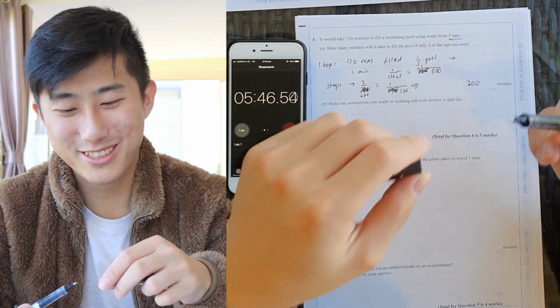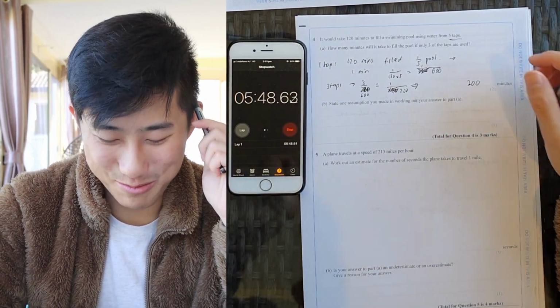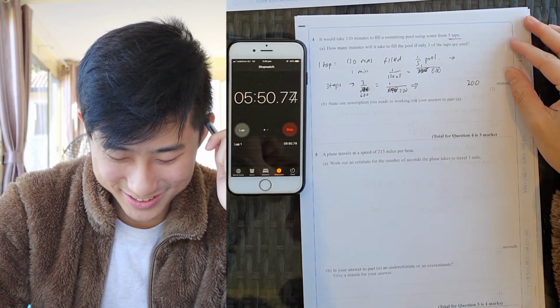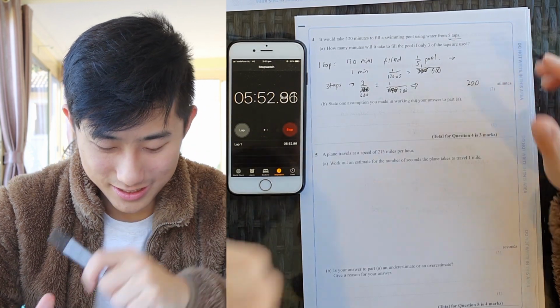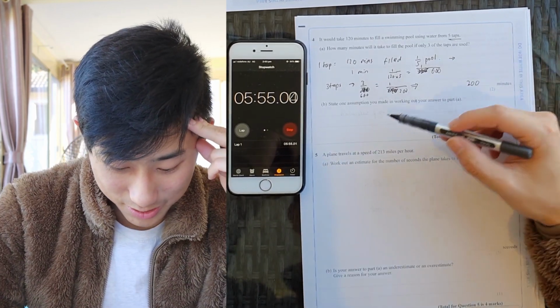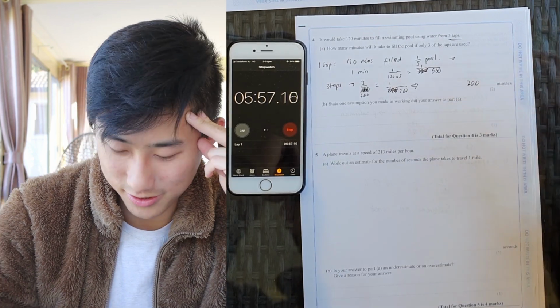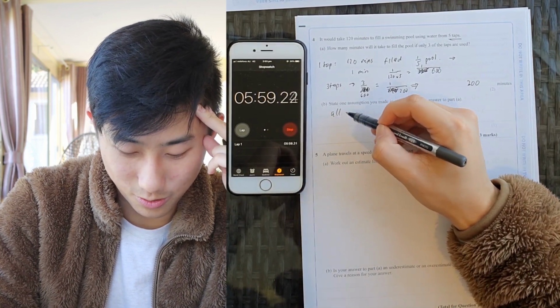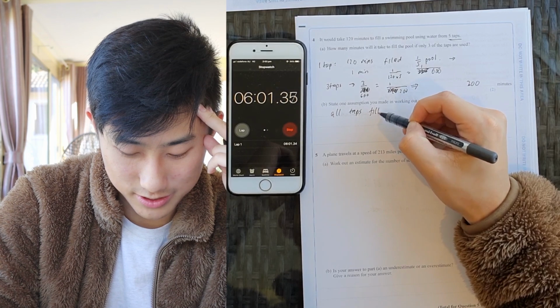I bet if my maths teacher from high school saw this, they'd be pretty ashamed of me right now. Okay, state one assumption you made in your working out. Okay, so that was just all taps fill at the same speed.